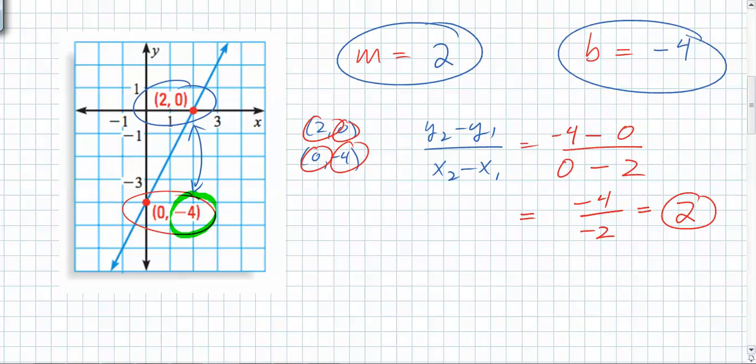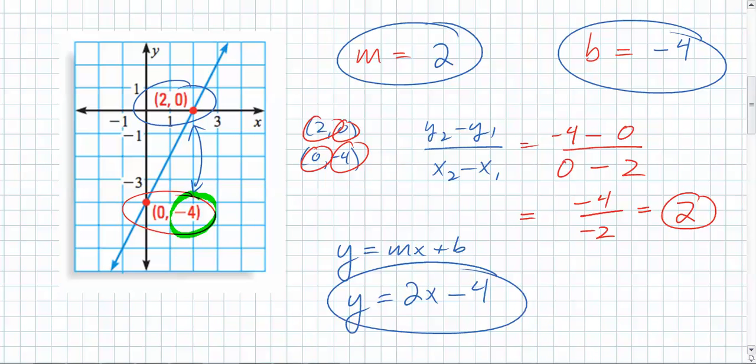Once you have m and b, you can write the equation in slope-intercept form because all you need is m and b. So if it's mx plus b, you know y is going to be 2x minus 4. So you could start with the graph. That's one place to start when writing the equation in slope-intercept form.